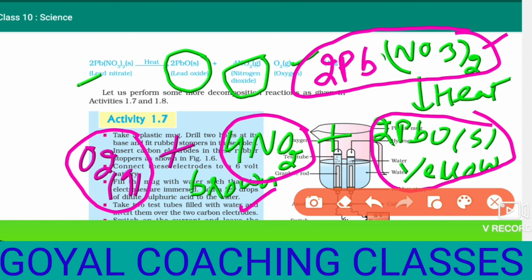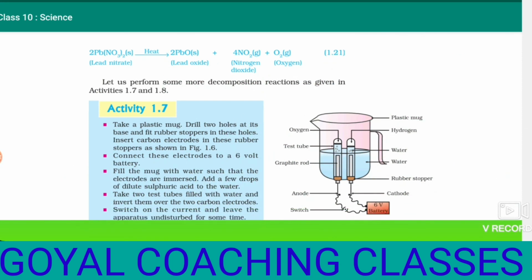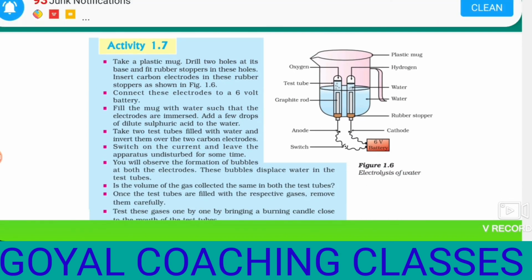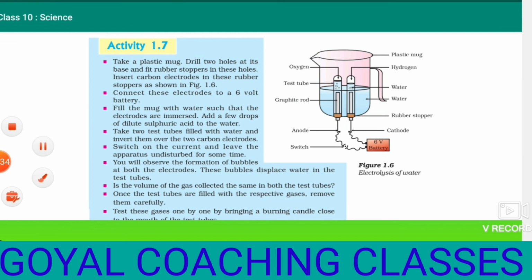So that is why it is also a decomposition reaction, because heat we are providing. Just remember their colors: lead nitrate is white, lead oxide is yellow, NO2 is a brown gas. Is that clear to all of you? Okay students, after that we will do activity 1.7. What will happen in activity 1.7, that we will do in the next lecture.